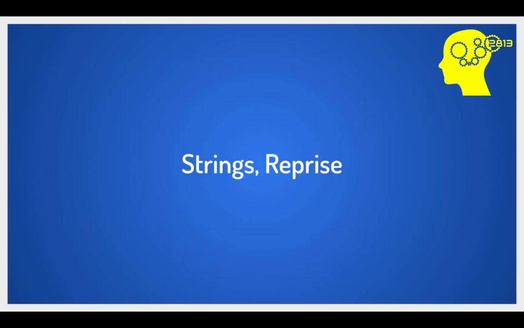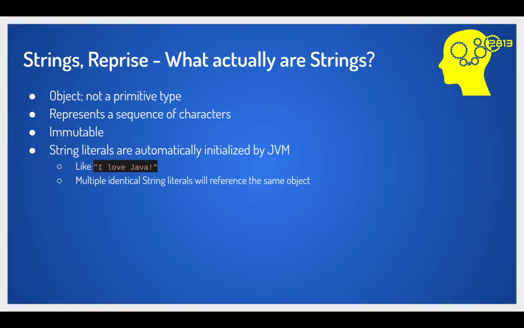Okay, now we're going to go more in depth into strings. So, let's talk about what strings actually are. I know we were a little bit vague on it before, but basically a string represents a sequence of characters, like we said earlier, and they're actually objects and not a primitive type like int or double, which means that you can't do the same things with strings that you do with primitive types. They're also immutable, which means that you can't change them.